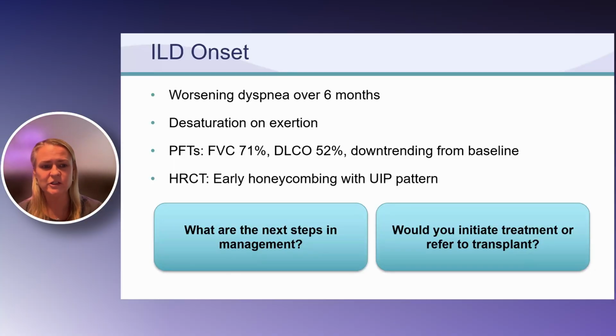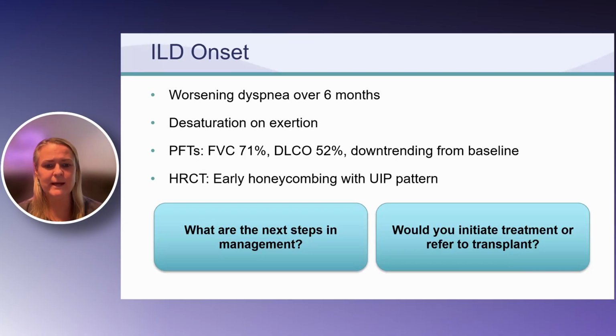So a lot of our ILD patients do not desaturate just sitting around not doing anything. It's more from the exertional exercise that they desaturate. PFTs show an FVC of 71%, so slightly below normal. DLCO is 52%, which is definitely below normal. It's about moderately restricted. And then these are downtrending from baseline. So they were definitely higher before. The HRCT shows early honeycombing with a UIP pattern. And when you see those two things, we always think about pulmonary fibrosis, and we always think about the antifibrotic medications that go with that to help treat that.